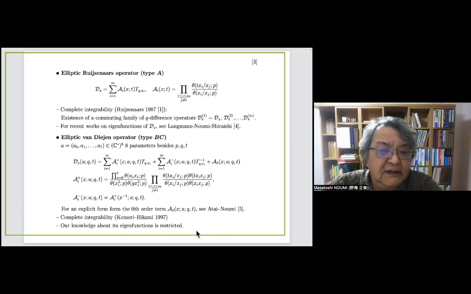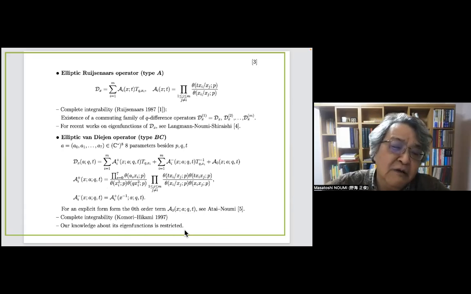And actually, complete integrability, the existence of a commuting family of higher order Q difference operators, was established by Komori and Hikami. I'm not sure this was the first, but around the late 90s, Komori and Hikami showed a way to construct a higher order commuting family of Q difference operators for this. But our knowledge about the eigenfunctions for this elliptic van Diejen operator is very limited.